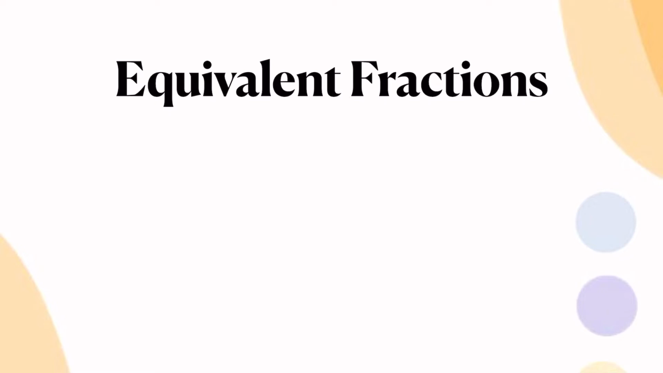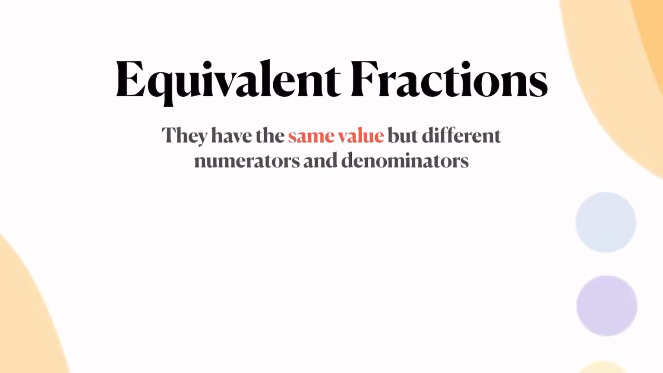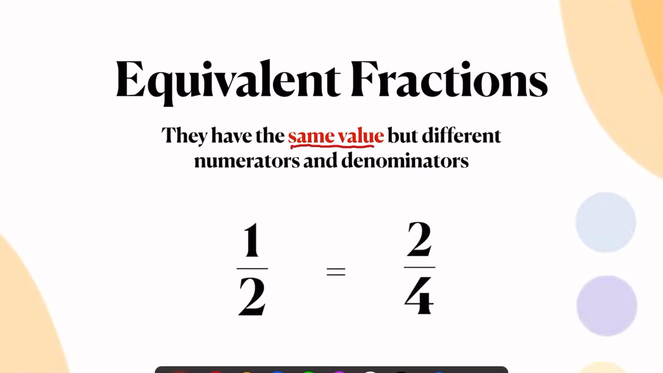So, let's see equivalent fractions. I'll tell you what equivalent fractions are. Equivalent fractions have the same value, but different numerators and different denominators. For example, 1 over 2 equals 2 over 4. Can you see? They have different denominators and different numerators, but they have the same value, so we call them equivalent fractions. And I'll tell you why.